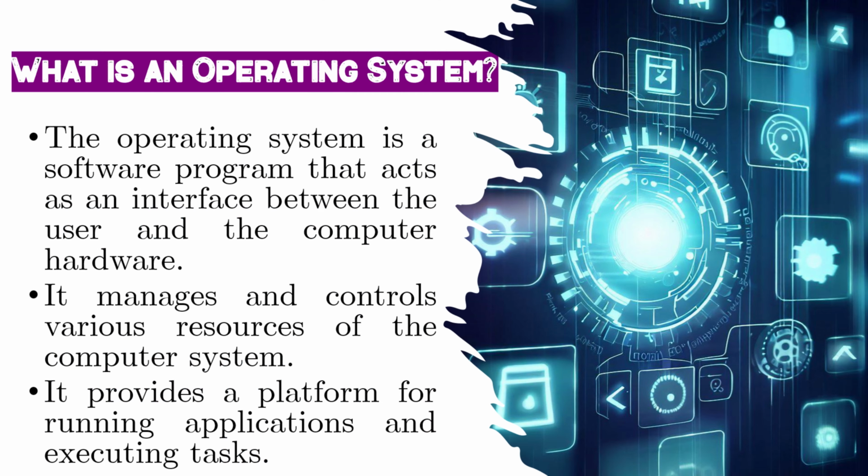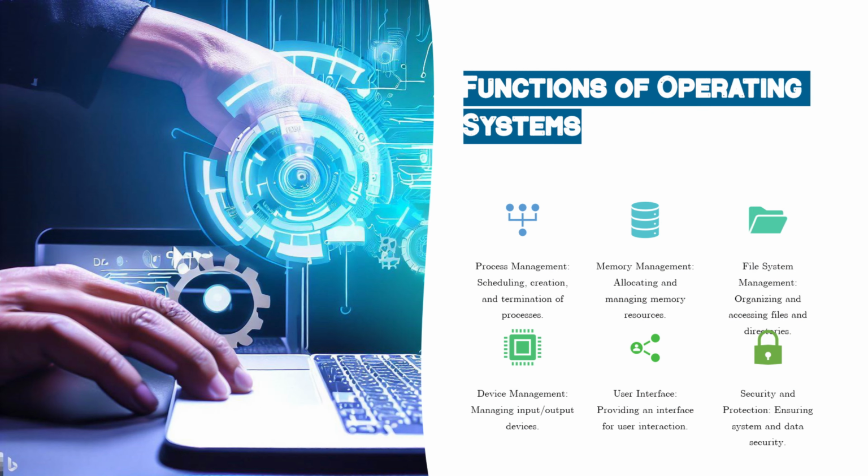Let's get started. What is an operating system? An operating system, or OS, is a software program that acts as an intermediary between the user and the computer hardware. It serves as a bridge that enables users to interact with the computer system and utilizes the underlying hardware resources efficiently. The operating system manages and controls various aspects of the computer system, such as memory, processes, files, and input-output devices. It provides a platform for running applications and executing tasks, making it an integral part of any computing environment.